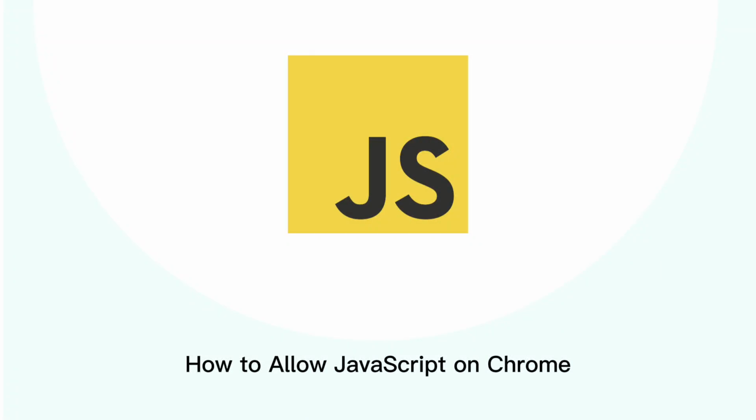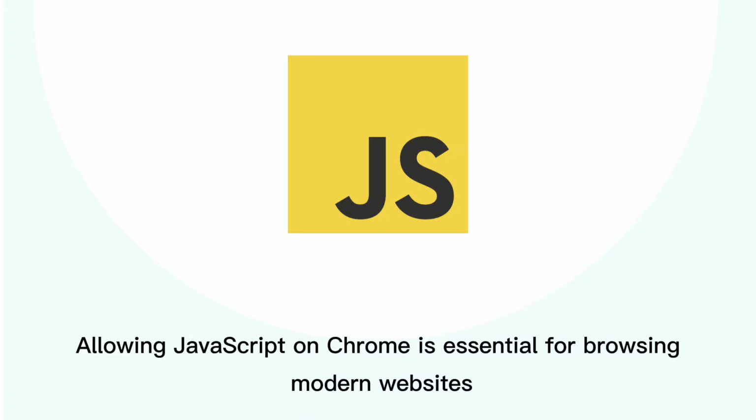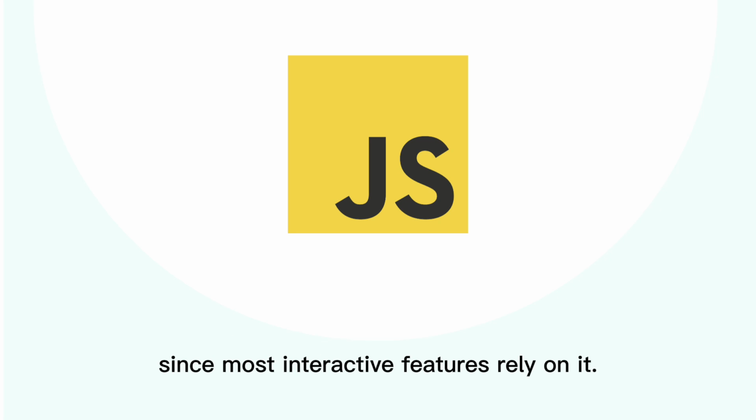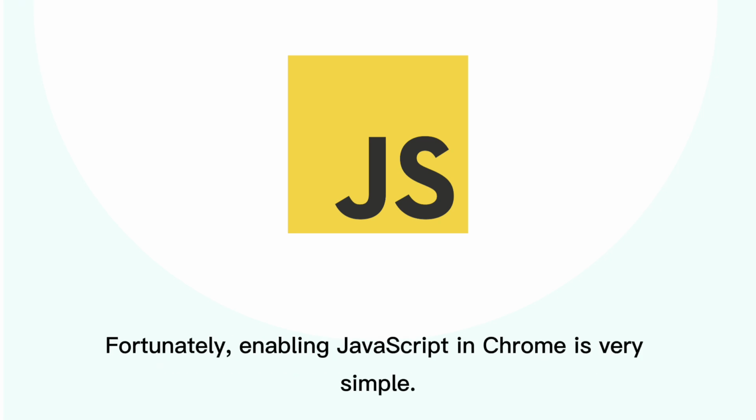How to allow JavaScript on Chrome. Allowing JavaScript on Chrome is essential for browsing modern websites, since most interactive features rely on it. Fortunately, enabling JavaScript in Chrome is very simple.